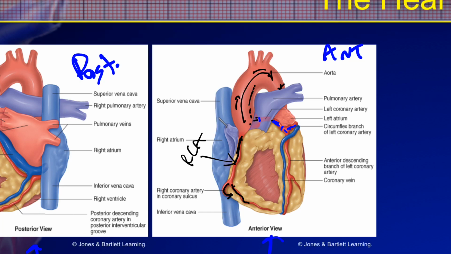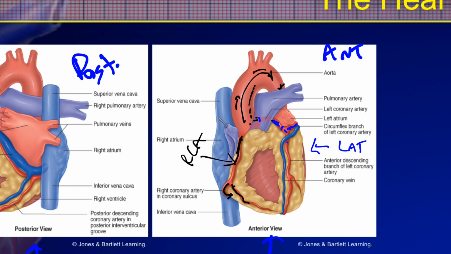This one over here goes around to the lateral side. This is the lateral side of the heart. That's called the left circumflex. So the left circumflex is going to provide blood flow to that lateral wall, the left ventricle, and also in about 15% of people, it'll wrap around to the posterior wall.